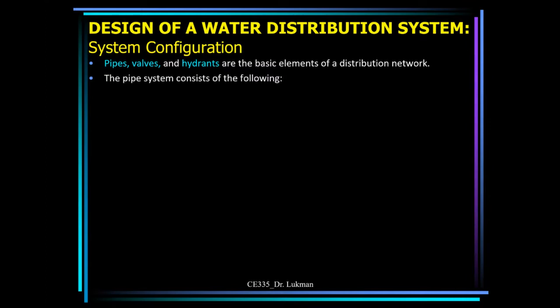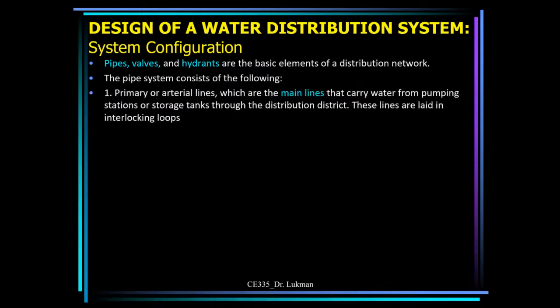Okay, and the pipe system consists of the following. Okay, first we have the primary or arterial lines. Okay, we call them mains. Okay, or main lines, or simply we call them mains, which are large diameter pipes carrying water from pumping stations, that is from treatment plant, okay, to storage tanks through the distribution district. These lines are laid in interlocking loops. They are mains. They have the highest diameter. Okay, usually around 12 inch.